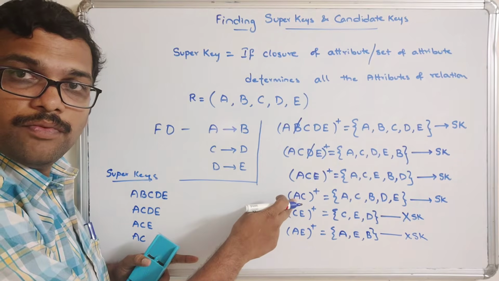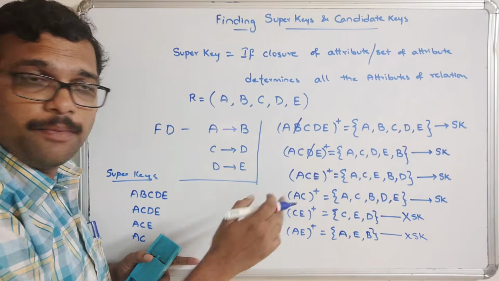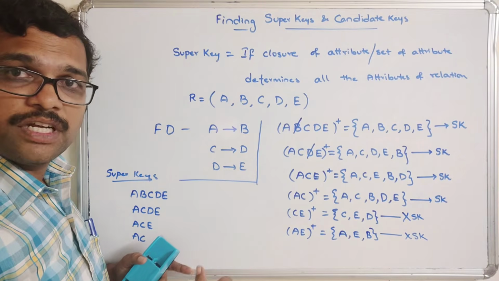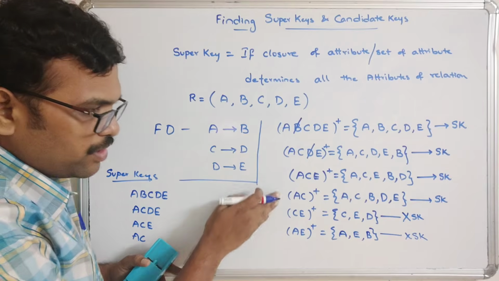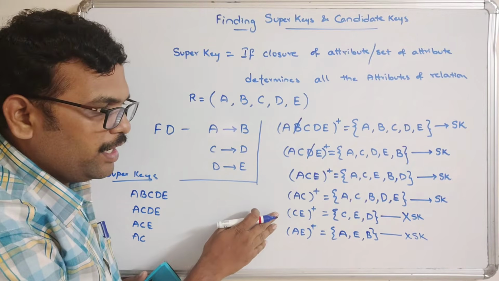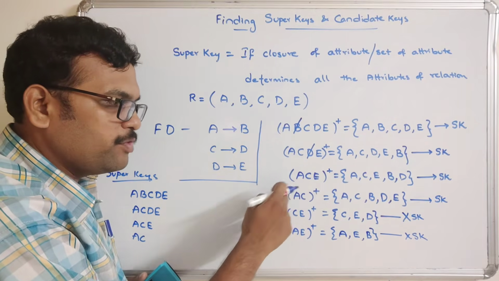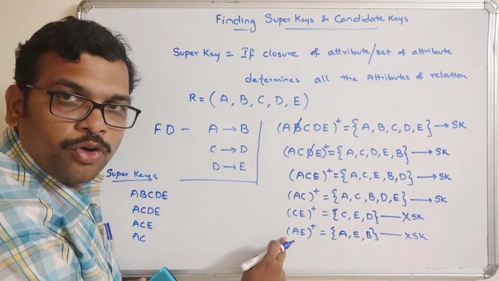So only this one is a super key. Can we say this is a candidate key? We can't say that, because we have to find the closures for single attributes also. So till now we have discussed the two attribute closures. Here the 3 attribute closure is a super key. In order to minimize, we have written all the combinations of 2 attribute closures.